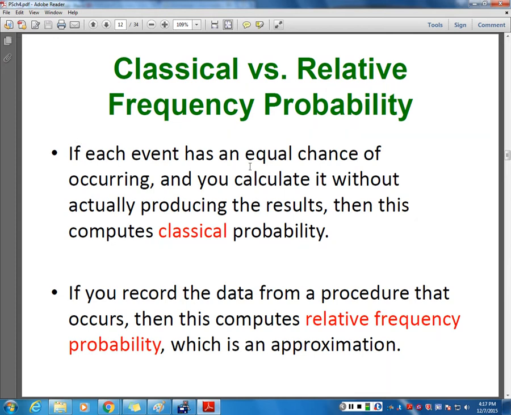So, if I give you a coin and tell you to flip the coin 10 times and write down how many heads you got, find the probability of getting heads, that would be relative frequency probability because you actually did a procedure and recorded the results. If I were to ask you, well, what's the probability of getting heads on a flip of a coin? Well, you would say 1/2, 0.5. Then you found the classical probability. You didn't actually do a procedure, you just found what the probability should be.